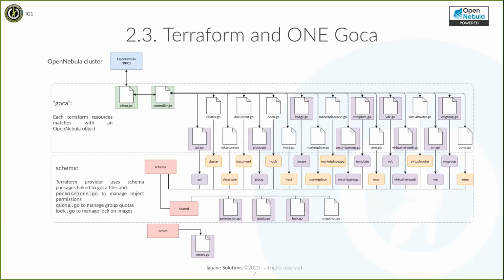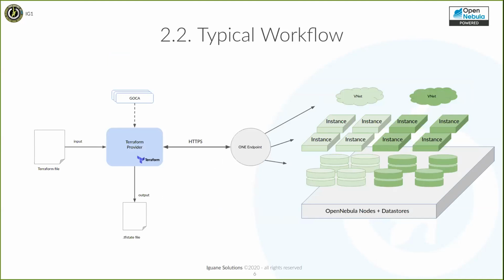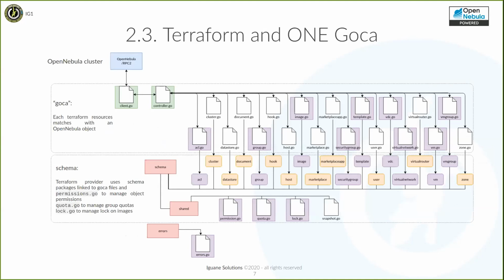To go deeper, as you see here, the GOCA on the top of the slide, it's because it's integrated in the Terraform provider as a library. And from the GOCA, Terraform uses a lot of files. It uses every package and sub-package describing each OpenNebula resource, such as ACL, group, image, security group, template, virtual network, VM, and VM group, and also some shared files.